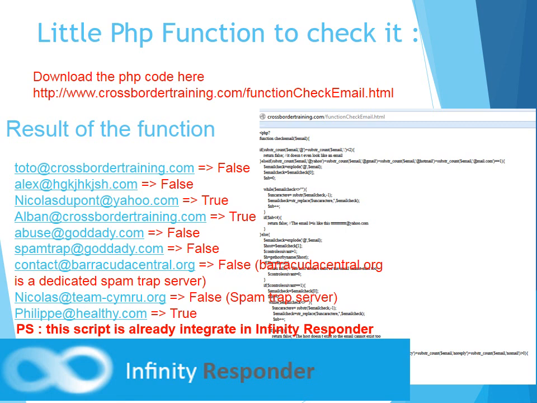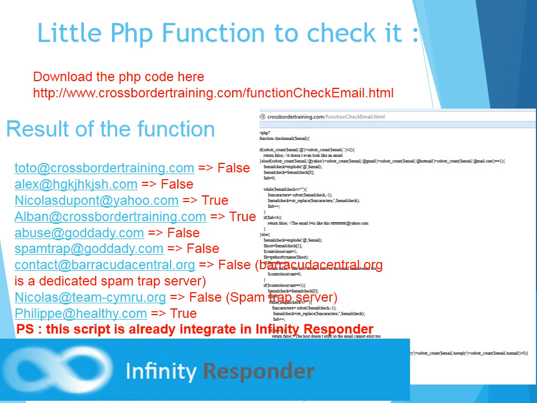And here, for example, Toto@crossborder.com, it will say that this one doesn't exist because Toto doesn't look like a normal email. Alex at hdqghqgs.com could be wrong because the domain name doesn't exist. Nicolas Dupont at yahoo.com, it will say yes, probably a true email. Albon at crossborder training, yes, probably a true email. It can be a wrong email, but when it checks like this, at least it's not a hard bounce. It's probably true. It looks normal.